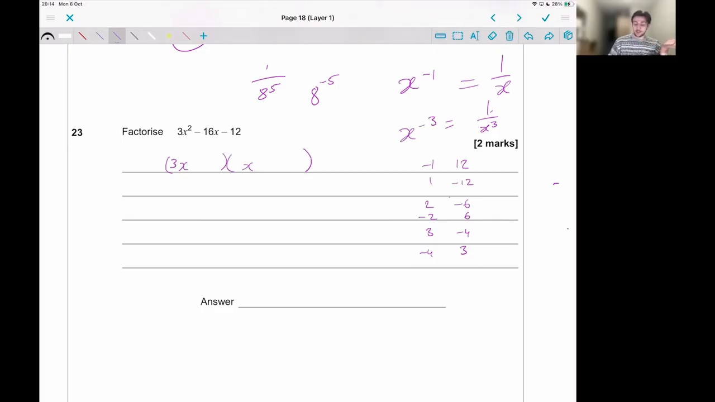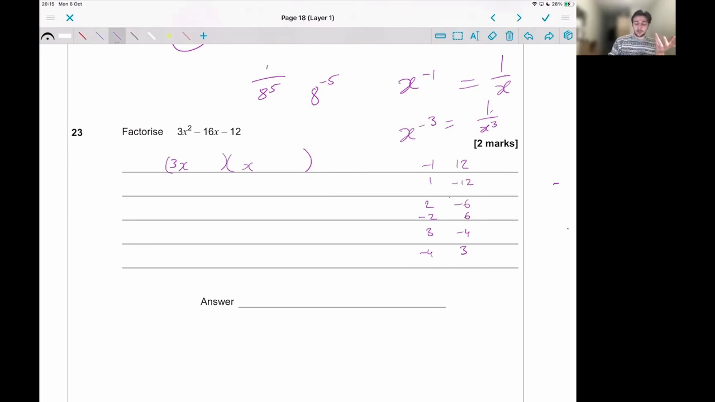And now what you need to be able to do is see, well, which of these can I choose as a pair that will give me the middle one when I expand it? And you can do it by trial and error. Or there's a slightly more reliable way of doing it.